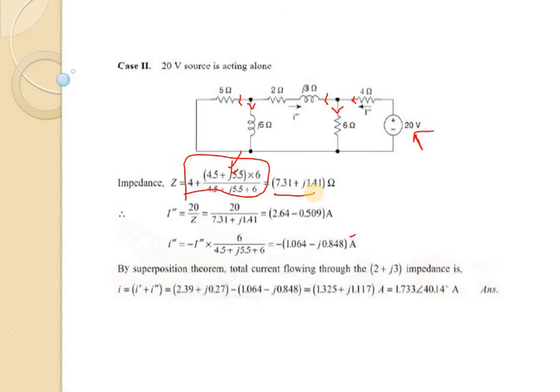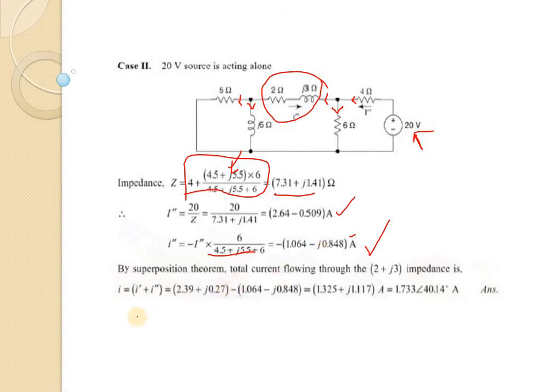Now in a similar way we will calculate the total current by dividing the voltage by the total impedance. We are getting that I double dash is 2.64 minus j0.059. Now again we apply the current divider rule here, and we will get the current through this 2 plus j3 ohm branch. Here the direction of the current is opposite from the previous one, so it will be taken as minus, that is minus 1.064 minus j0.848.